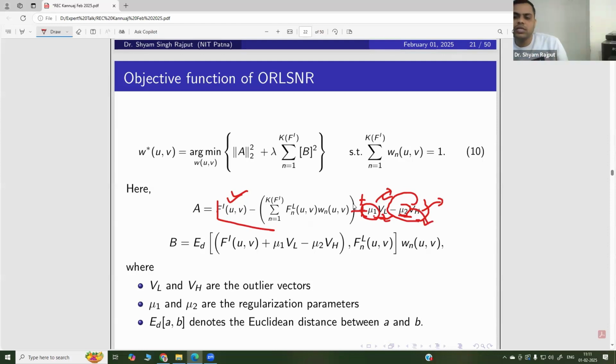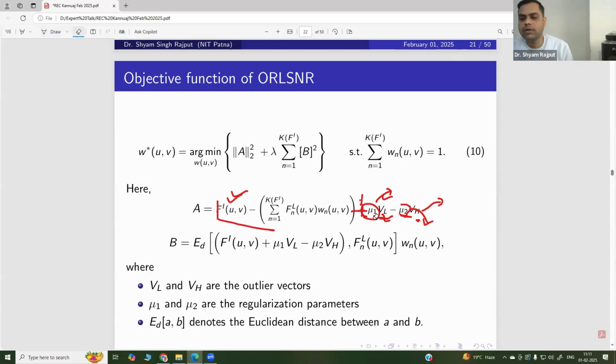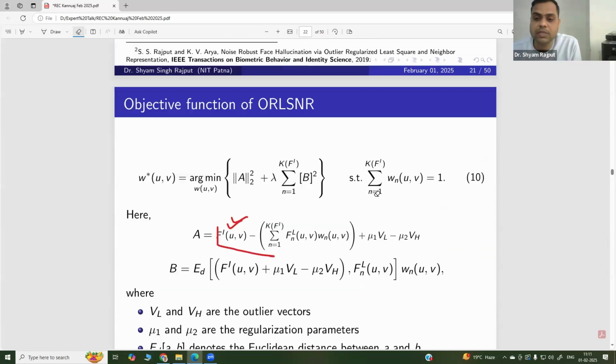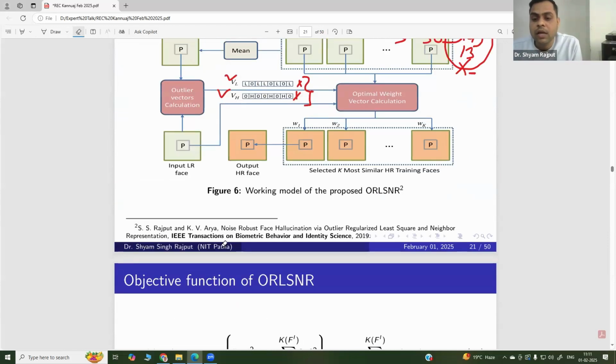How much we need to increase and how much we need to decrease, we don't know, because the original information has been lost due to the noise. That's why we are using the tunable parameter. We are trying to reach near to that point. This is a small idea, but it allowed us to get good results, and this paper has been published in the IEEE Transactions on Biometrics, Behavior, and Identity Science.